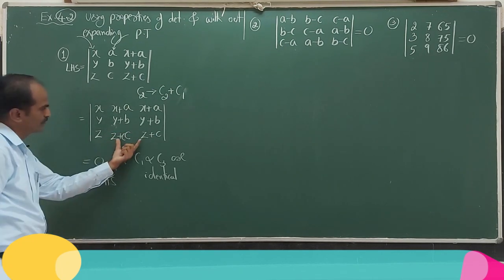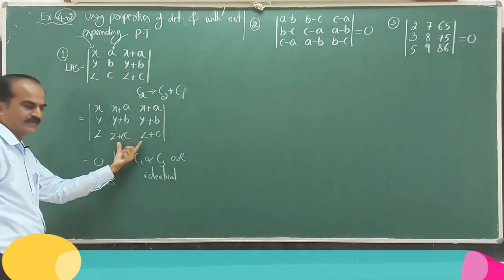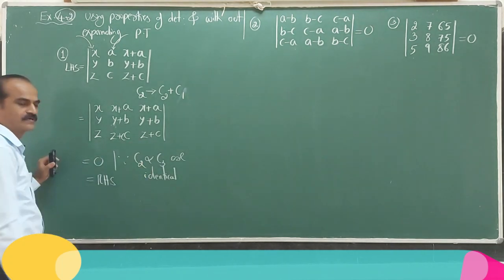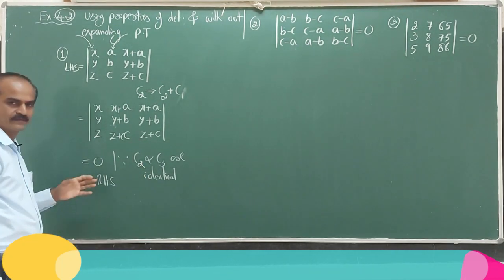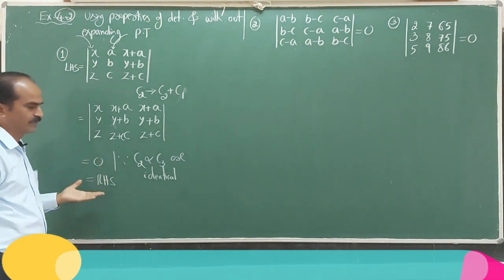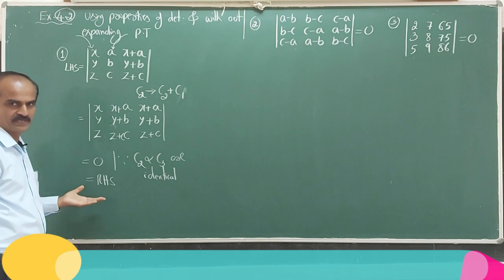Now observe, the second column and third column are identical. Therefore I can write it as 0. Here the reason is C2 and C3 are identical. So like this you can show the value of the determinant as 0 by doing any such operations.